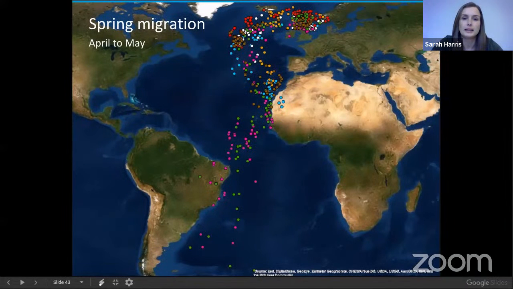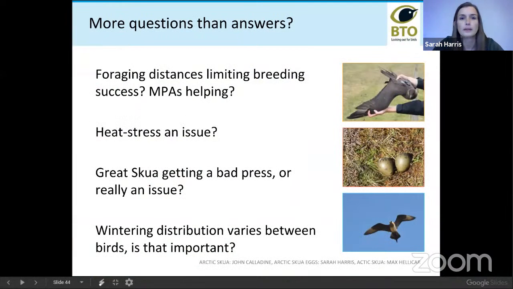And then in the spring, the birds are travelling back up. They seem to be doing a bit of a loop, almost heading towards Greenland, then coming around under Iceland and back to Scotland. And obviously it's quite important to know about the routes they're taking for things such as wind turbines. So not just in the breeding season when they're foraging, but also when they're migrating as well.